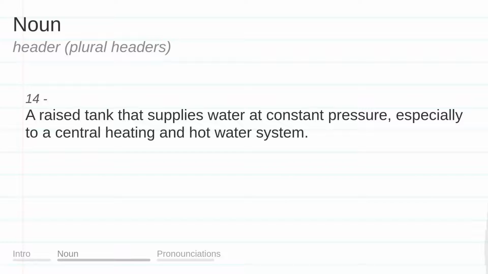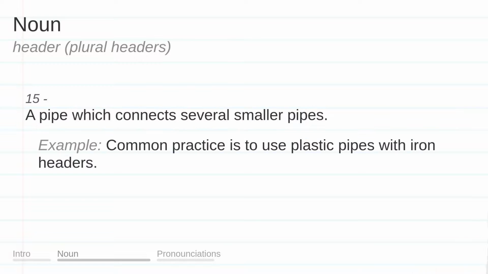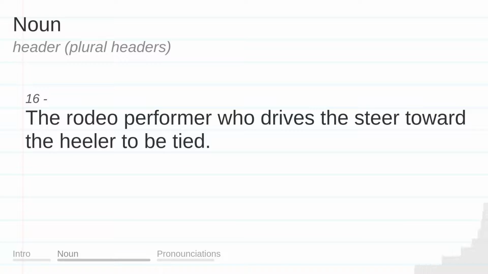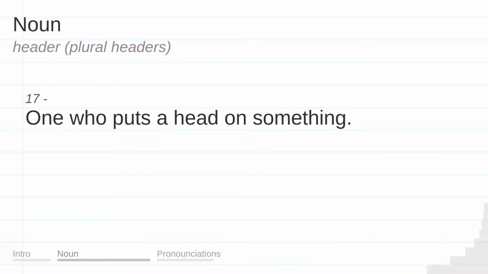A raised tank that supplies water at constant pressure, especially to a central heating and hot water system. A pipe which connects several smaller pipes. Example: Common practice is to use plastic pipes with iron headers. The rodeo performer who drives the steer toward the heeler to be tied. One who puts a head on something.